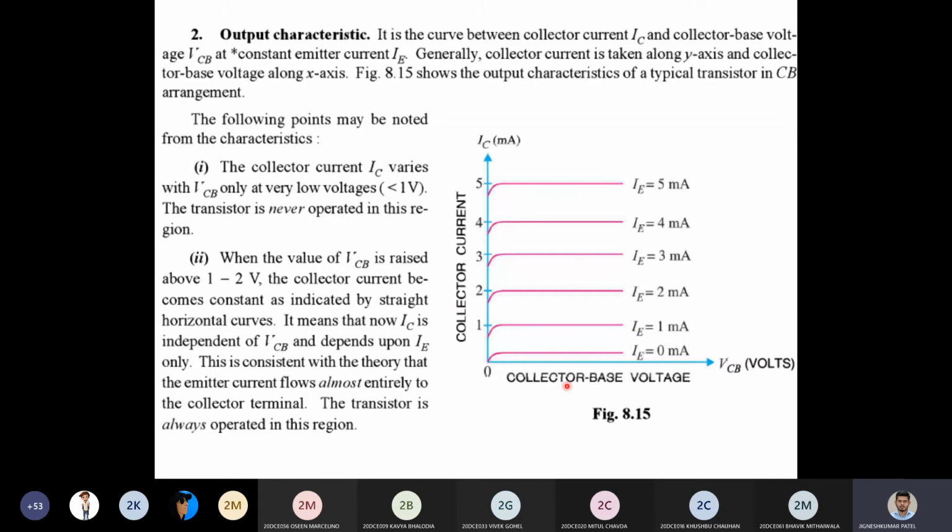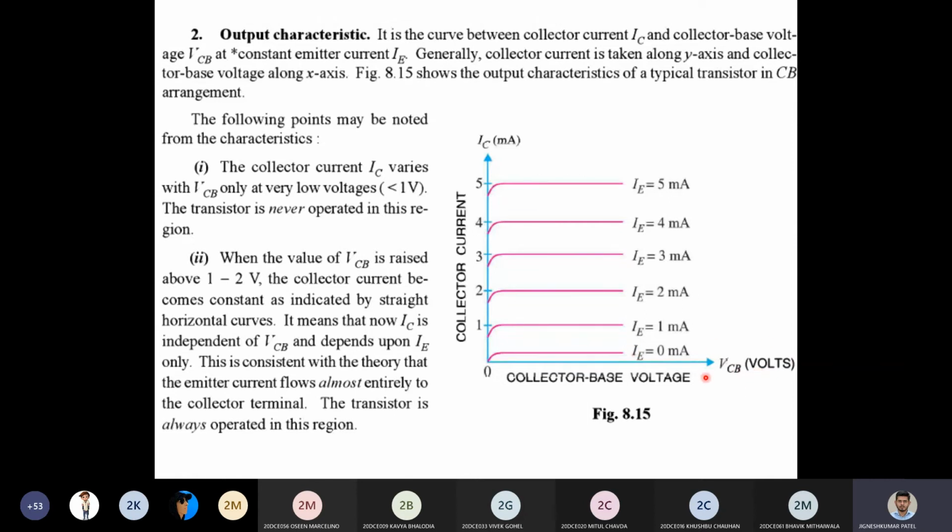Now, what are the takeaways from this graph? So, very first takeaway is, though you increase your VCB, the voltage between your collector and base, there is no significant change in the collector current. See, I am increasing VCB along this line, but there is no change in the current. Current remains almost constant, or I can say very slight changes in the collector current due to VCB itself. So that's the first thing.